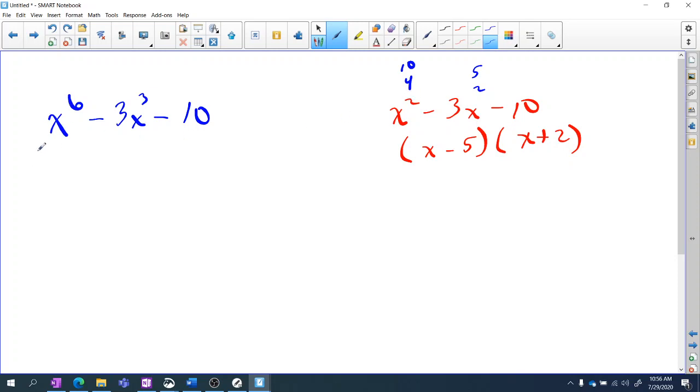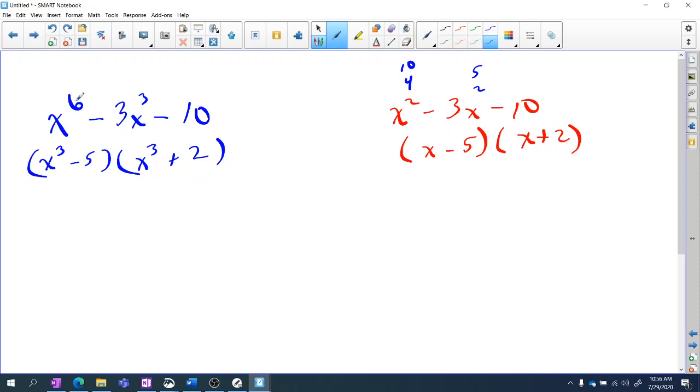So for example here, I can still factor this using the same strategy. The only difference is you put x to the 3rd and x to the 3rd. When you multiply those two together, you add exponents. That would give you your x to the 6th. I want to get a negative 10, so negative 5, and I want to add to give minus 3.